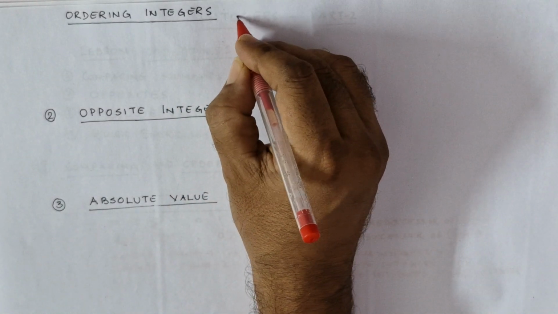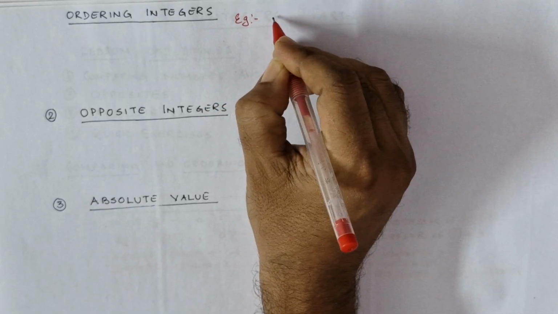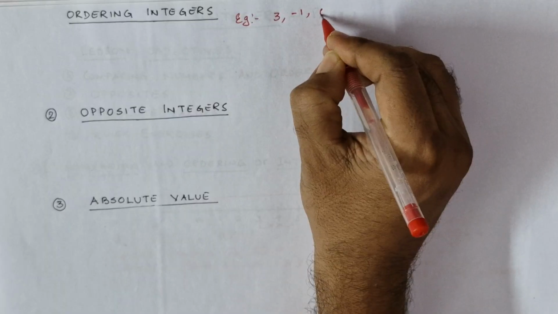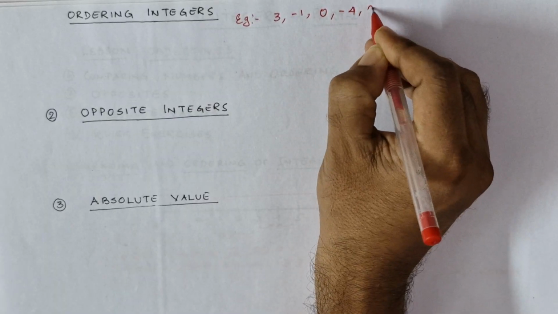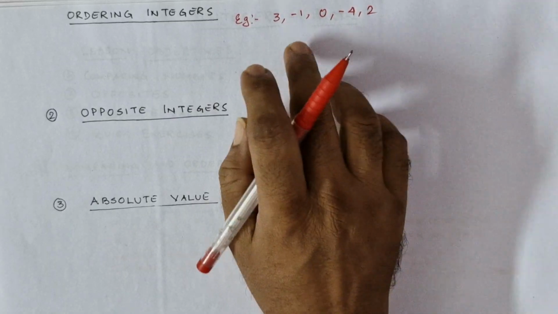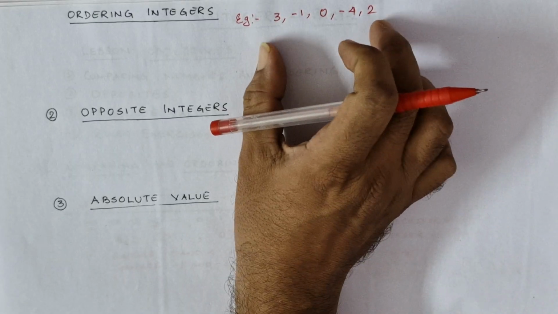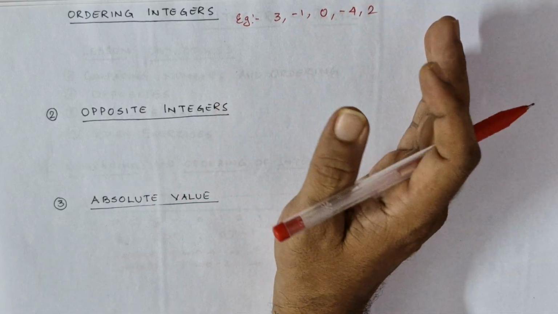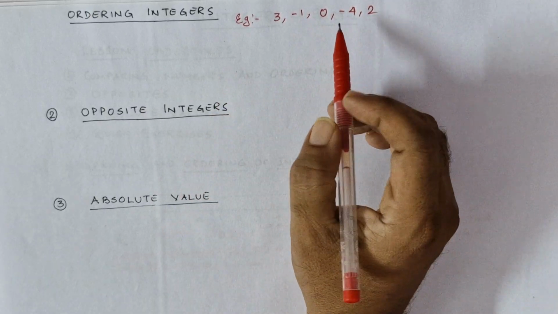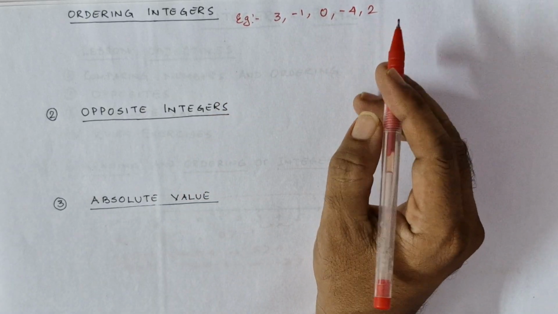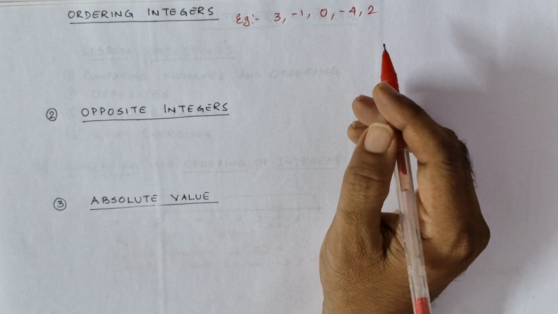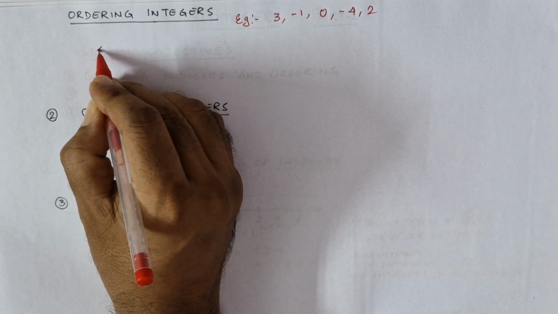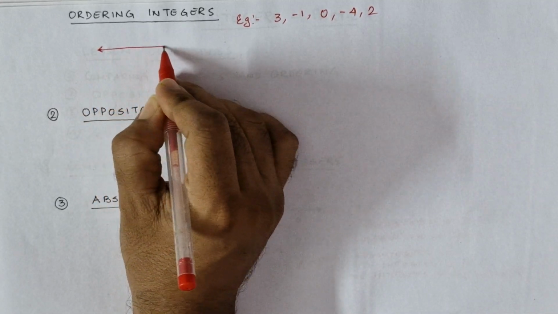So let's take an example. We have a few integers: 3, -1, 0, -4 and 2. Now you have been asked to arrange these integers in ascending order, which means smaller to greater, and you have been asked to arrange this in descending order, that is greater to smaller. Now what you need to do, you can do it by drawing a number line.